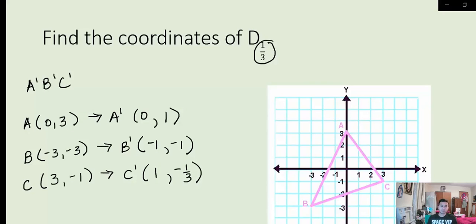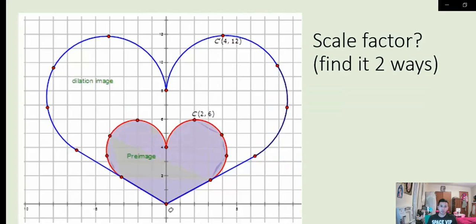Right. So that is now the ordered pair coordinate, the points for A prime, B prime, and your C prime. You can graph, but we will not be graphing. All right. Now, what will be the scale factor? Find it 2 ways. This is a little bit tricky. It's a heart formation in here, heart image. The dilated image is the blue one, and the red one is the pre-image. So we'll be using 2 ways to find it.